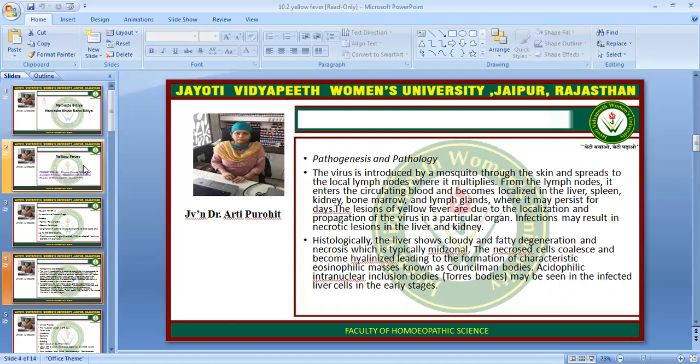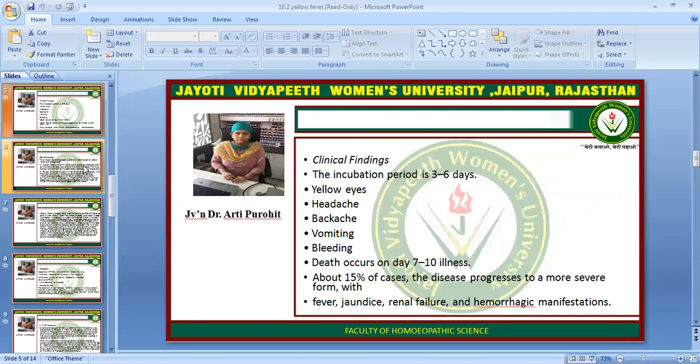Histologically, the liver shows cloudy and fatty degeneration and necrosis, which is typically mid-zonal. The necrosed cells coalesce and become hyalinized, leading to the formation of characteristic eosinophilic masses known as Councilman bodies. Acidophilic intranuclear inclusion bodies may be seen in the infected liver cells in the early stages.